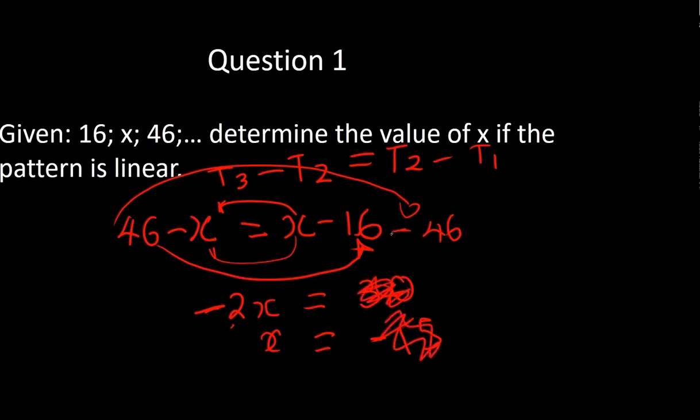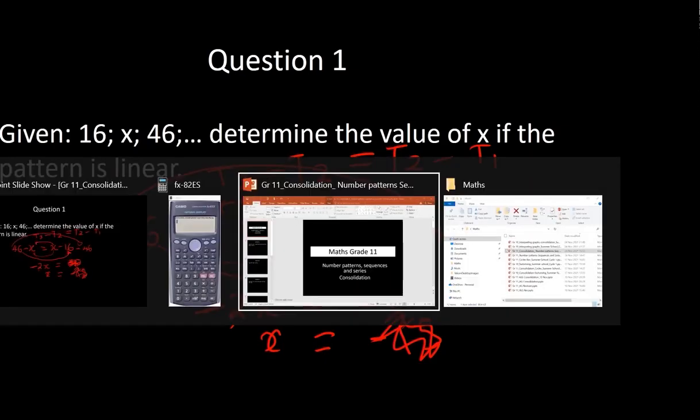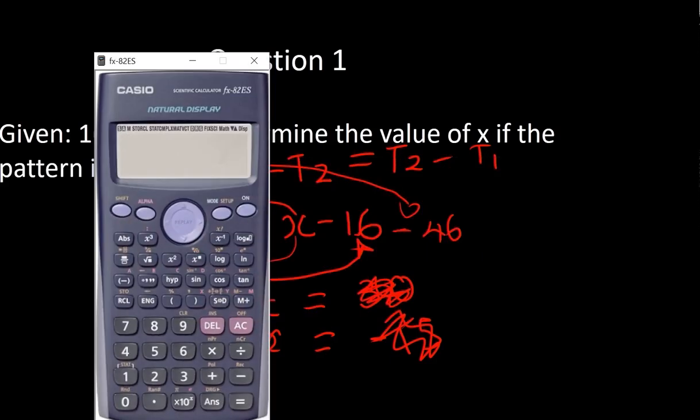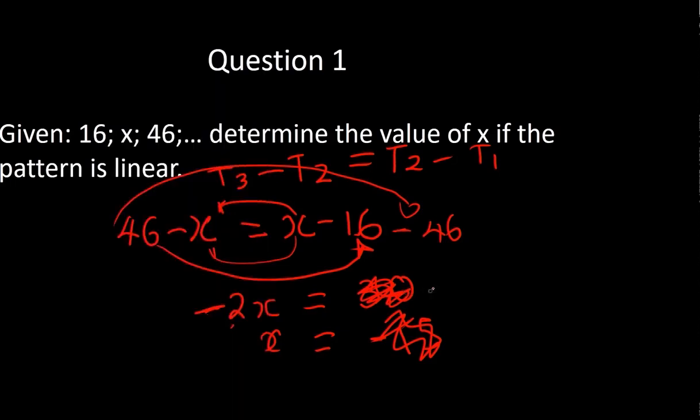So we end up with minus 16 minus 46. Let's just double check what that is quickly. So minus 16 minus 46 is negative 62. So therefore, to find x, we divide both sides by negative 2, and we get that x is equal to 31.